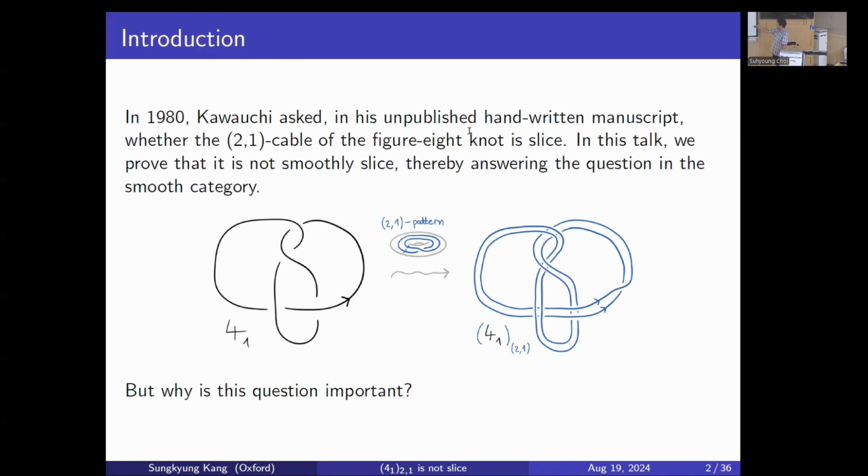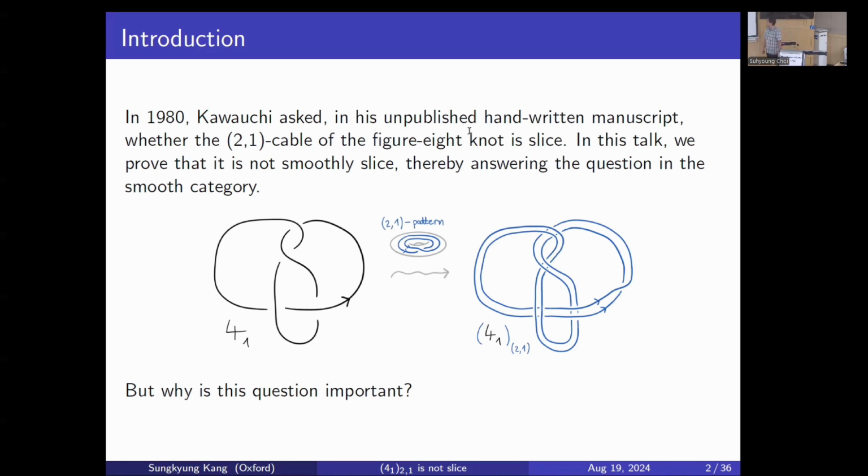So what is this 2,1 cable of the figure eight knot? Here's what it is. This is the figure eight knot, which is the only amphichiral knot with crossing number four. And this operation is called taking the cabling pattern. We have two strands, and here you have a one half twist. That's why it's called 2,1 cabling. And anyway, the question is whether this is smoothly slice.